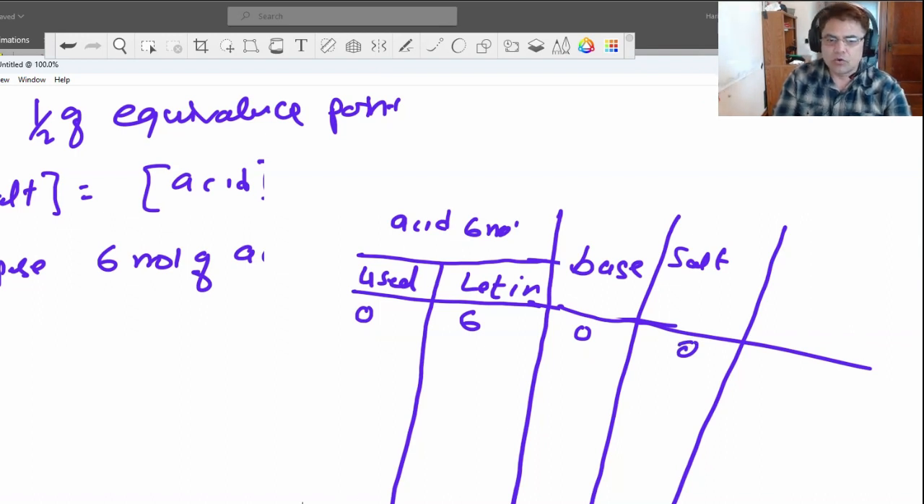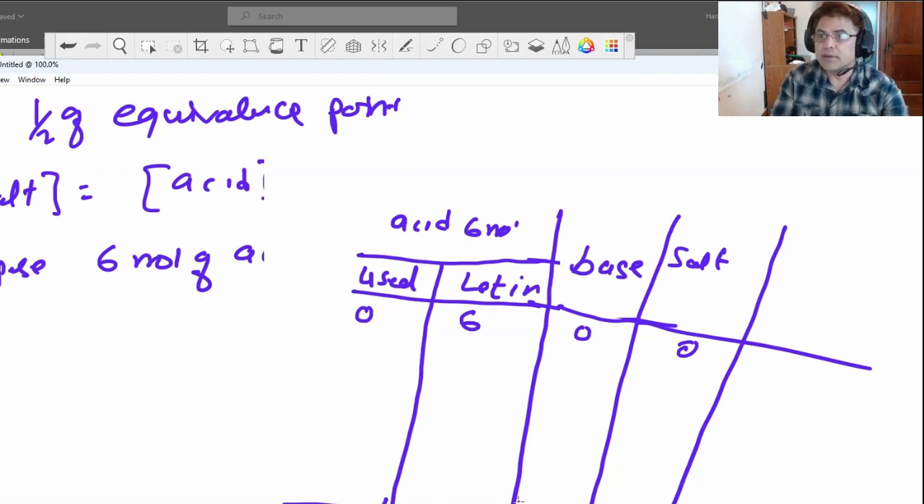Now let's go to the equivalence point. At the equivalence point, how much mole will be used? It should be completely neutralized, right? That means all 6 mole of acid should be neutralized. And what will be left then? 0 will be left, right?